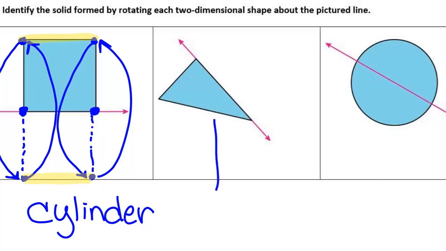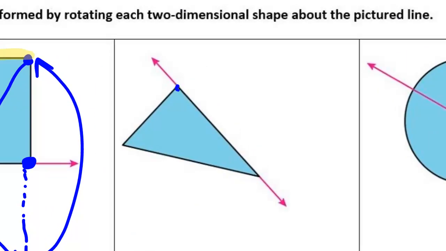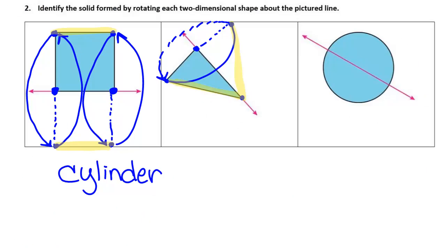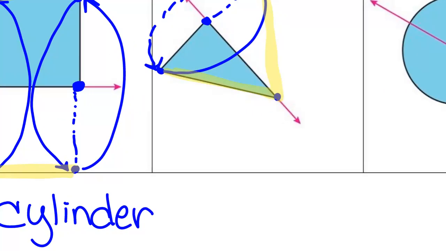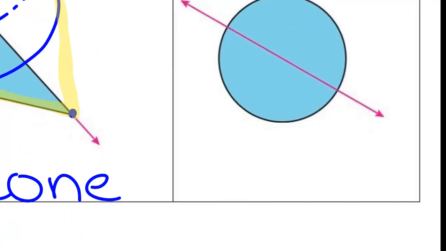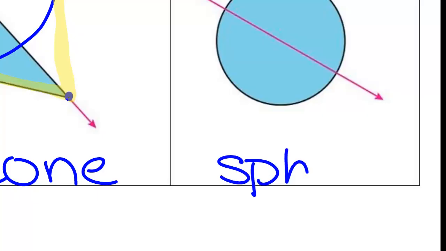The triangle here, if I take the triangle and I rotate it around that axis, these 2 points are going to stay stuck to the axis. But this point right here is going to rotate around and then back. And this edge right here is going to follow it. So I have a circle on one end and then this triangular shape. What do we call it when we've got a circle base like that? A cone. And if I were to take this circle and rotate it around the axis, what shape would I get? A sphere.